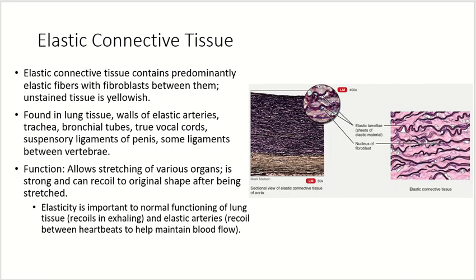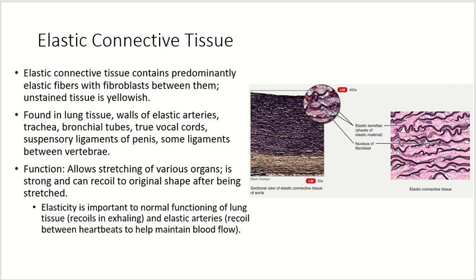And then last but not least, for our dense connective tissue, we've got our elastic connective tissue. This is going to be tissue that's predominantly made up of elastic fibers, hence the name. This is also going to contain fibroblasts within those tissues, and when it is unstained, it is going to have sort of a yellowish color to it.